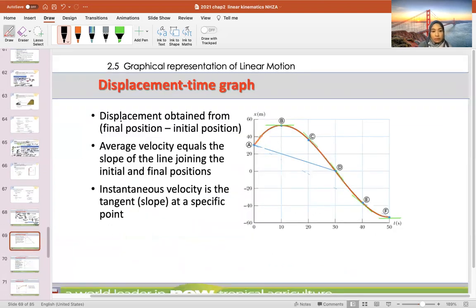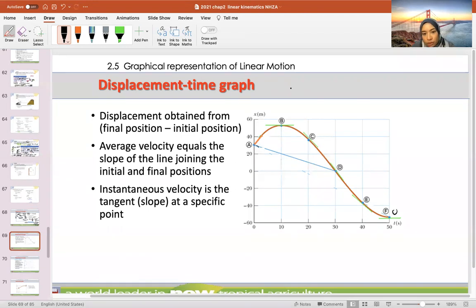Okay, so this is a recap. Displacement is obtained from the final position to the initial. Average velocity equals the slope of the line joining the initial and final. So in this case, it's A to F. Instantaneous velocity is the tangent slope at a specific point, B, C, D, E, F.